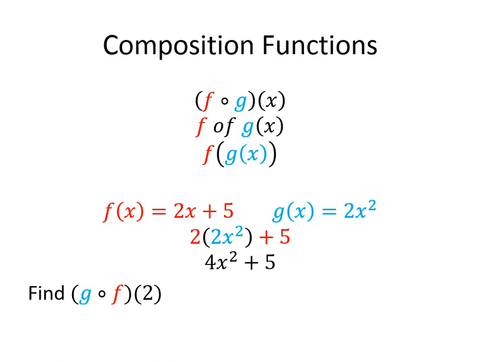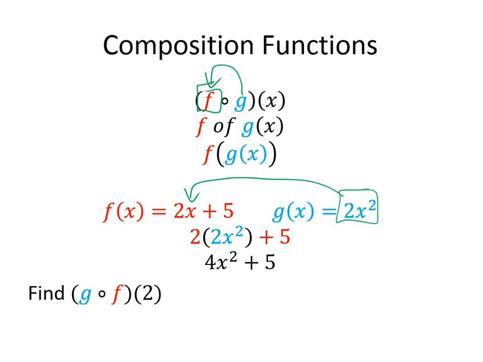Now, if we want to look at f of g of x, okay, what you would do is wherever there's an x in the second one, so the f is the second one, you're going to put the first one into the second one. So as you see here, we take the g of x and plug it in for that x. So it's going to be 2 times 2x squared plus 5, which gets us 4x squared plus 5.